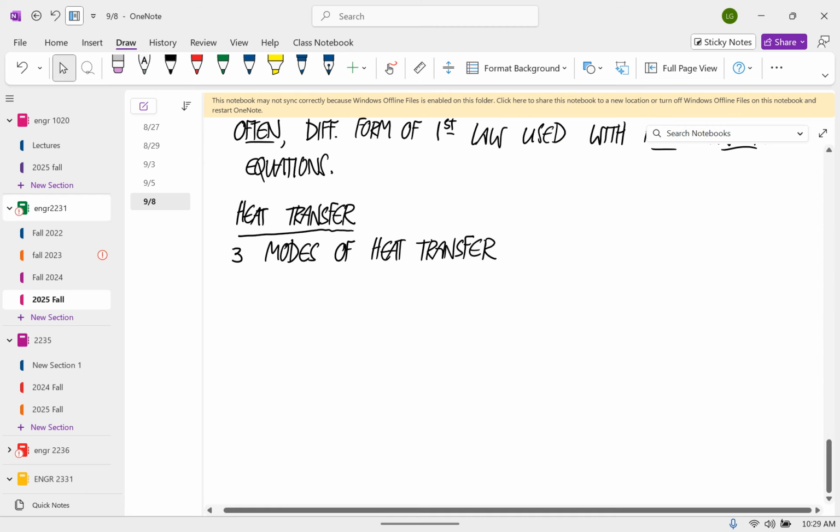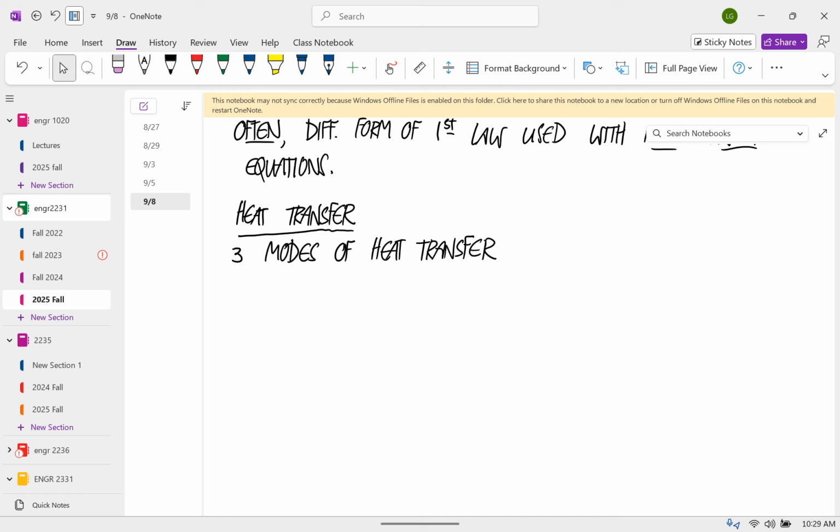There are three modes of heat transfer, three ways that energy can be transferred due to temperature differences. These are conduction, I guess the next one I do is radiation, and third is convection.